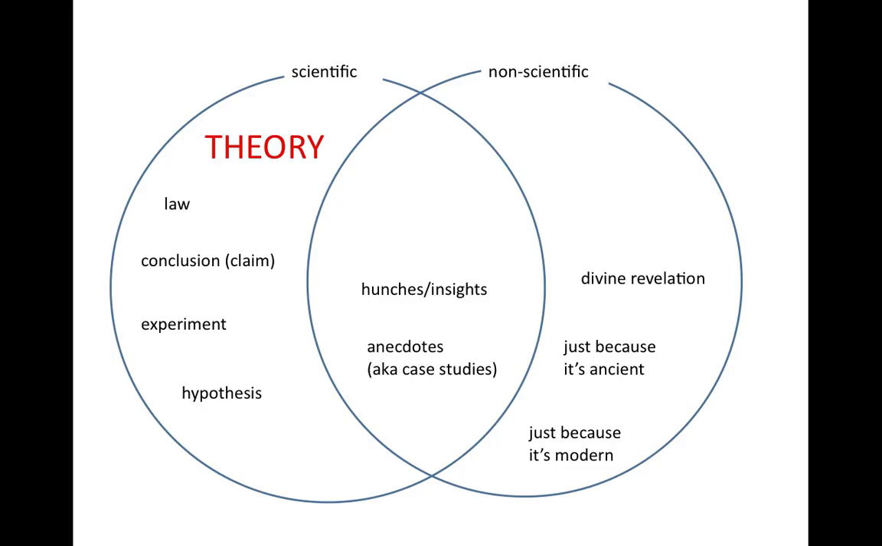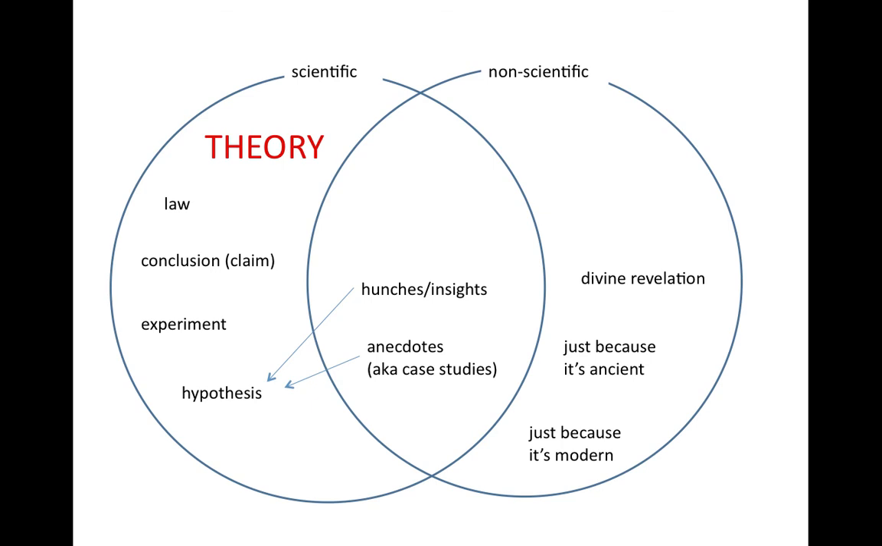Probably a better way of having a look at these concepts is via a Venn diagram. So you can see there divine revelation and knowledge just because it's ancient and knowledge just because it's modern are not necessarily scientific. What makes them scientific is they need to go through this process over there on the left. In the middle there you can see hunches and insights and anecdotes or case studies, and these are an important part of science, but they can also be non-scientific, because they inform the creation of hypotheses. So what we'll be doing now is going through those.